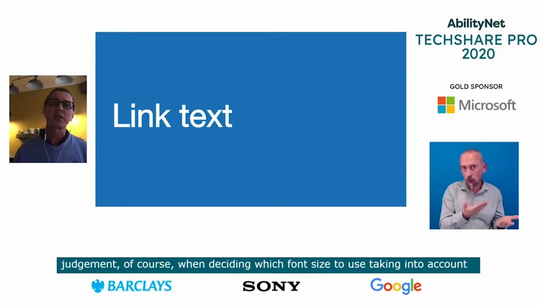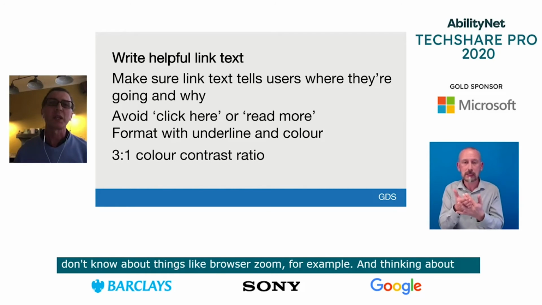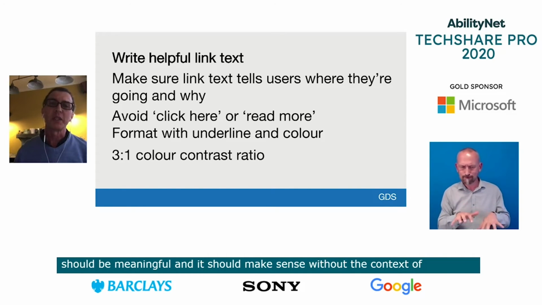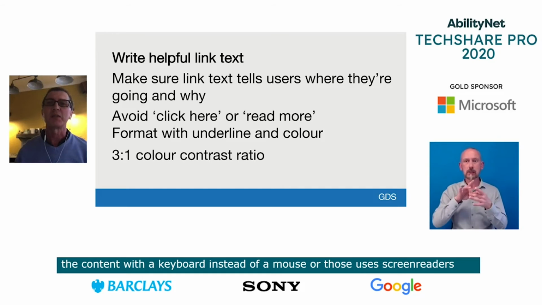And thinking about link text, there are some simple things you can do to make link text more accessible. It should be meaningful and it should make sense without the context of surrounding content. This is to make sure it's accessible to users navigating the content with a keyboard instead of a mouse, or those using screen readers. And that's because screen reader users often get a list of links on the page, or they jump through links on the page. So they need to have this meaningful content in the link text.